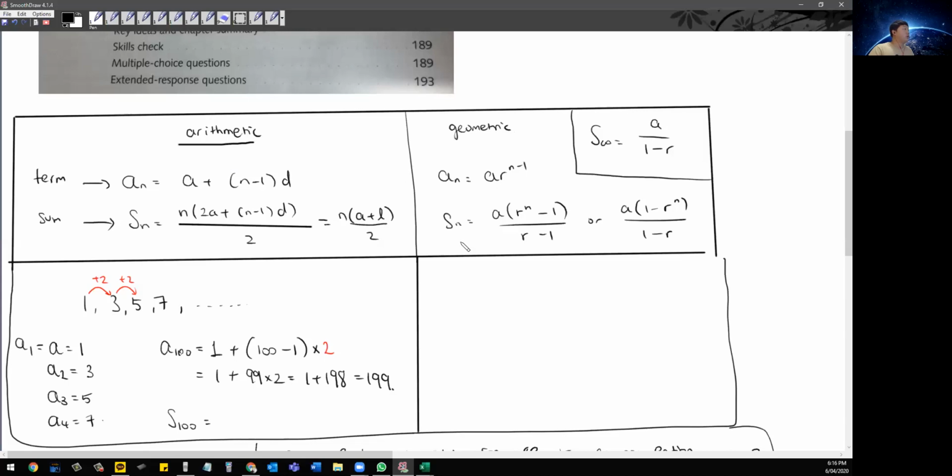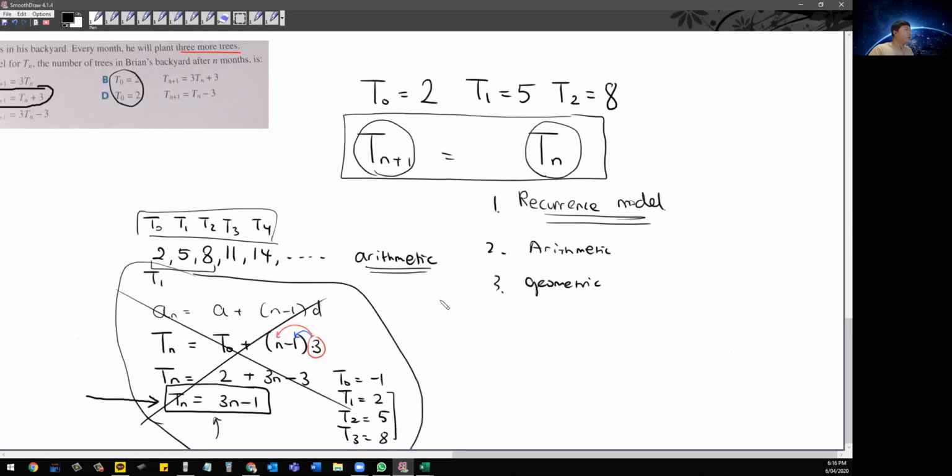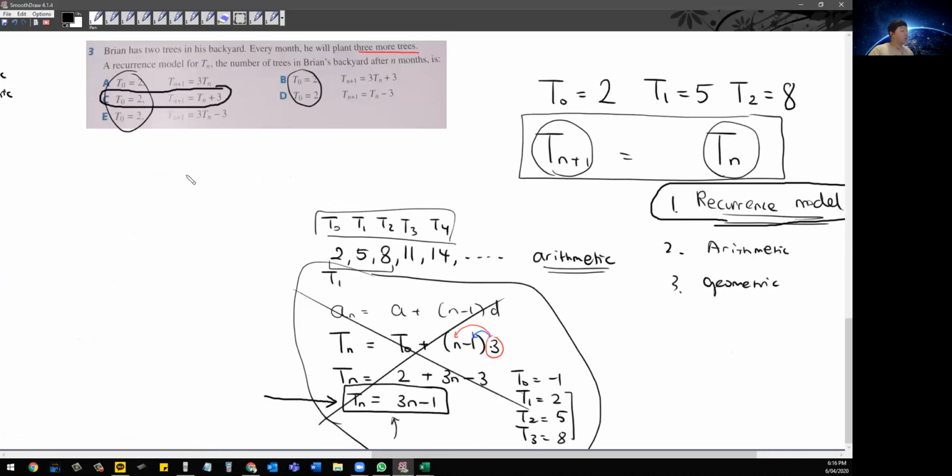Okay. So when you're using these formulas here, you know exactly, for example, the number of trees in a particular month. You just need the number of months and plug it in, and that's represented by the n there. Then you know exactly how many trees there are. But when it comes to the recurrence model, it's a little bit limited in a sense that you need to know the number of trees before, in the previous month, to figure out the number of trees in the next month. Anyway, so number 3 was pretty easy stuff, wasn't it? Now, moving on to question 4.